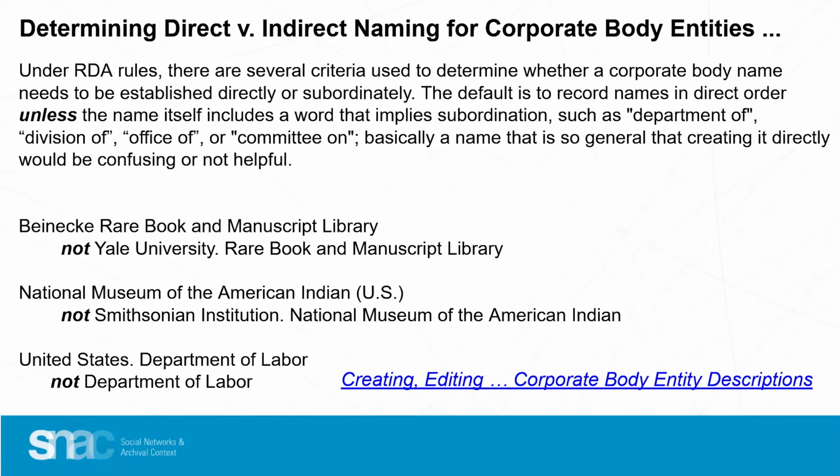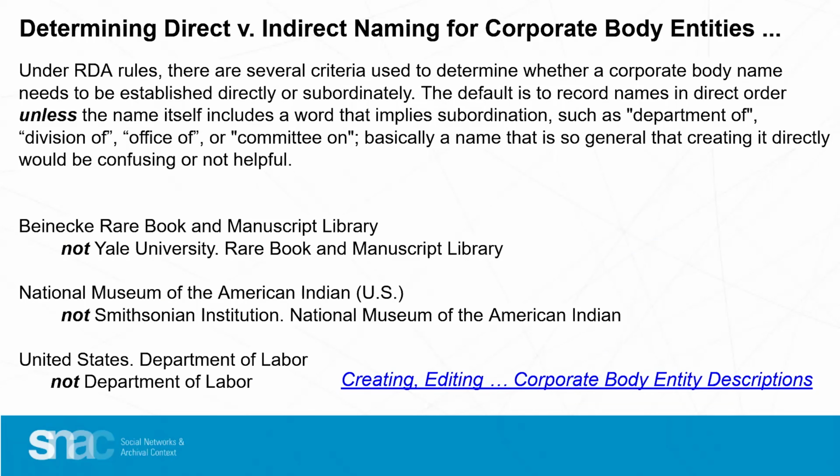So in terms of determining direct versus indirect naming for corporate body entities, under RDA rules, there are several criteria used to determine whether a corporate body name needs to be established directly or subordinately. The default is to record names in direct order unless the name itself includes a word that implies subordination, such as department of, division of, office of, or committee on, basically a name that is so general that creating it directly would be confusing or not helpful.